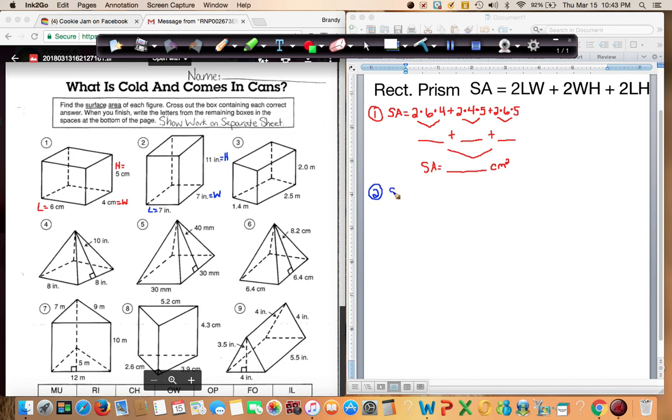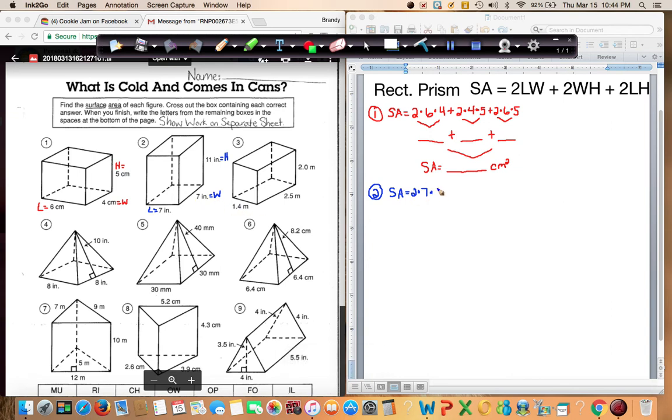And we'll start off. Surface area equals 2 times the length, which is 7, times the width, which, make sure you know that's a times, not a minus, though it's a little messed up. Times the width, which is also 7.